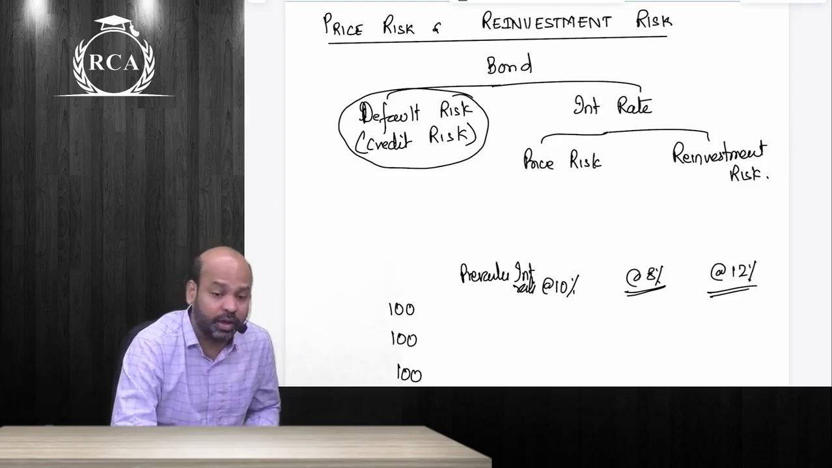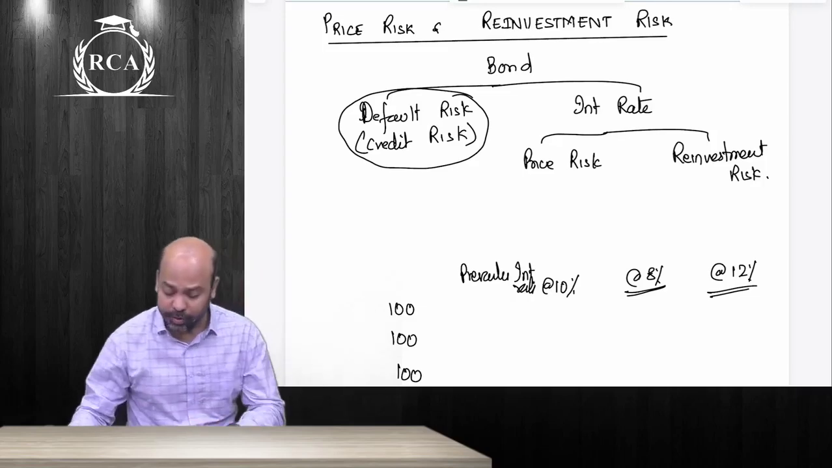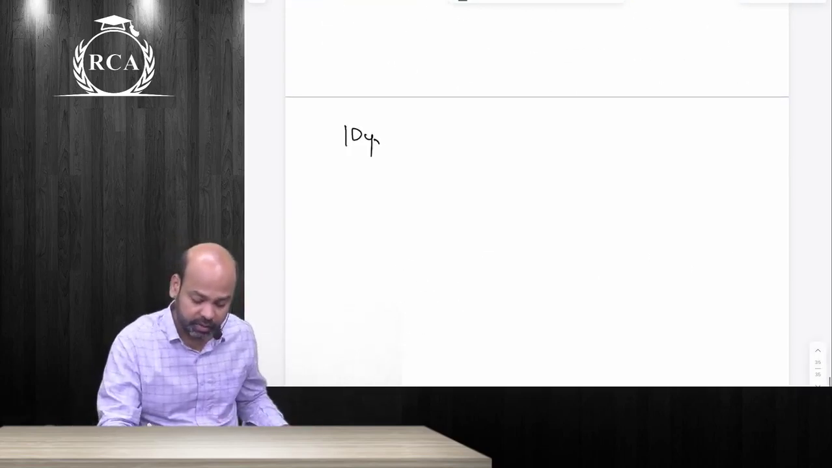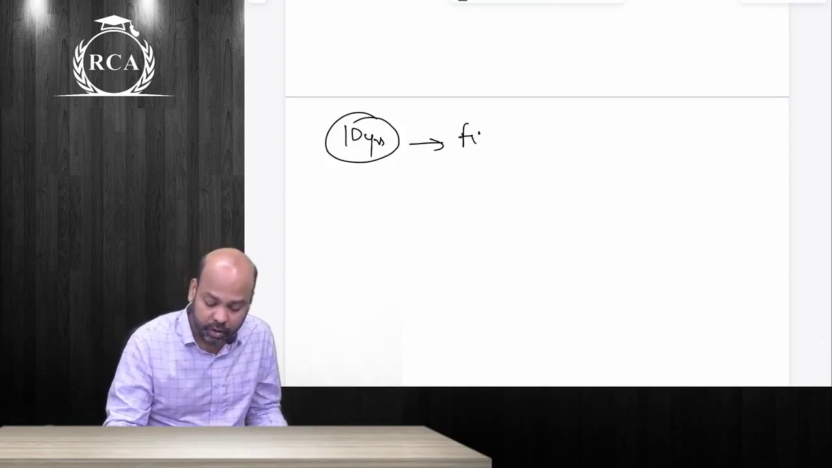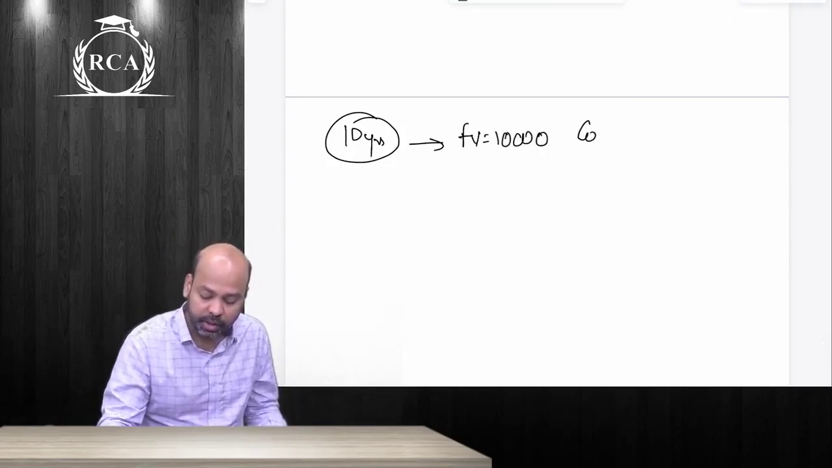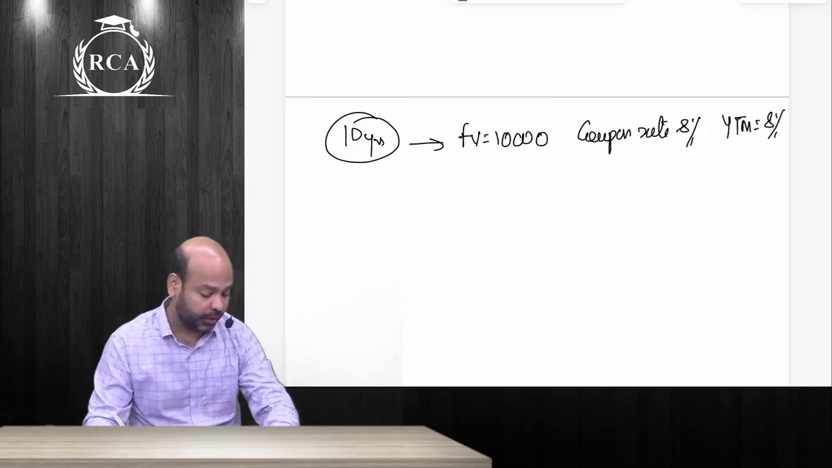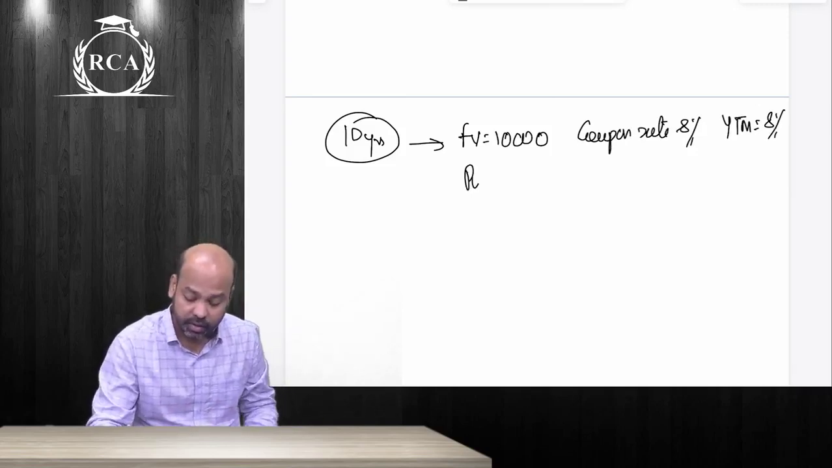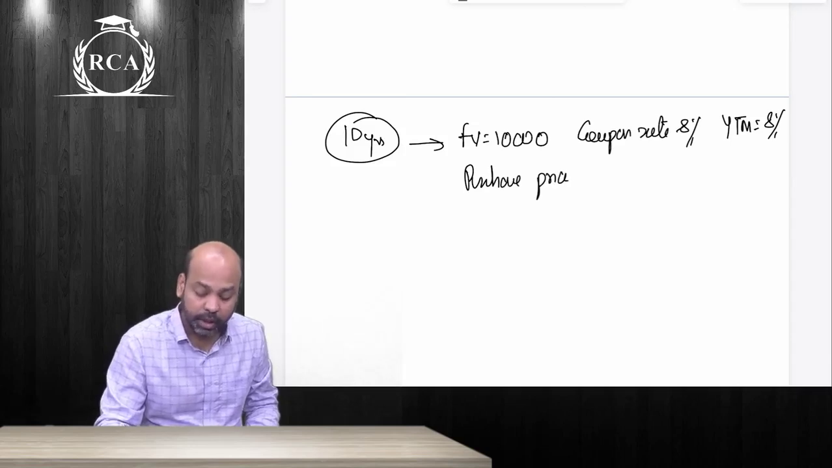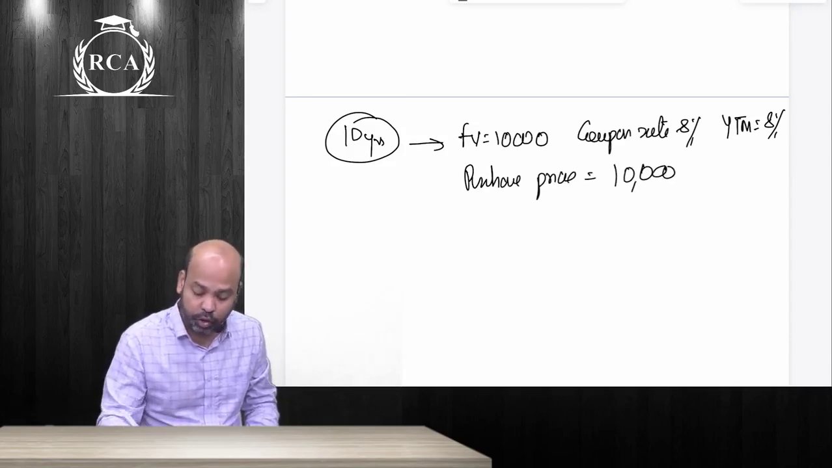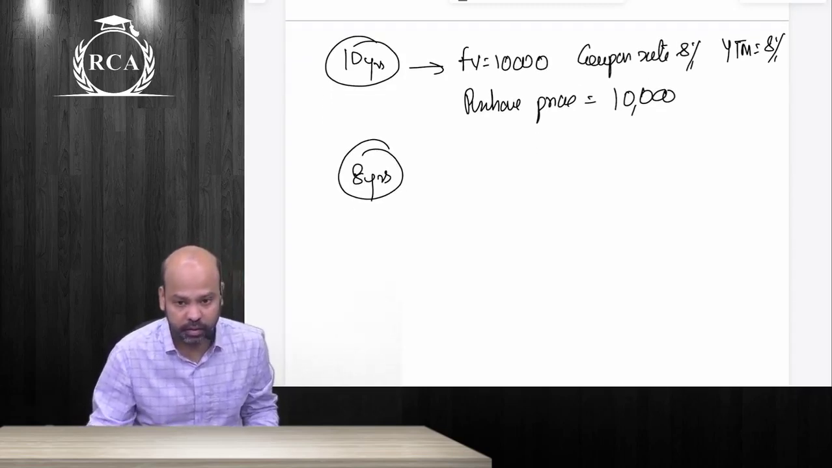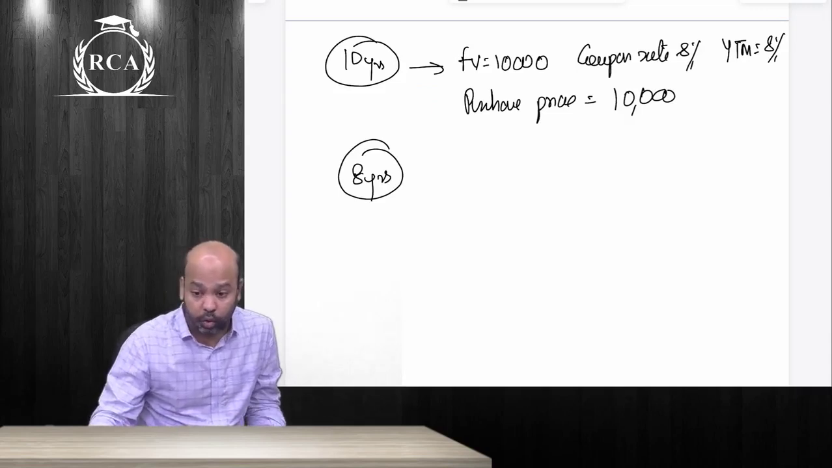In case you invest in a bond today whose maturity period is 10 years, say face value of the bond is 10,000, maturity period is 10 years, coupon rate is 8%, YTM is also 8%. You are investing in this bond today, the issue price or the purchase price is 10,000. You are buying the bond at par value. What if you want to sell this bond after 2 years when the remaining maturity is 8 years? You do not want to hold it till the maturity date.